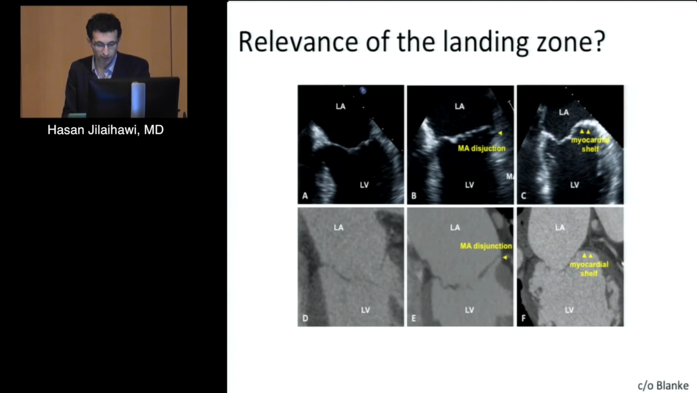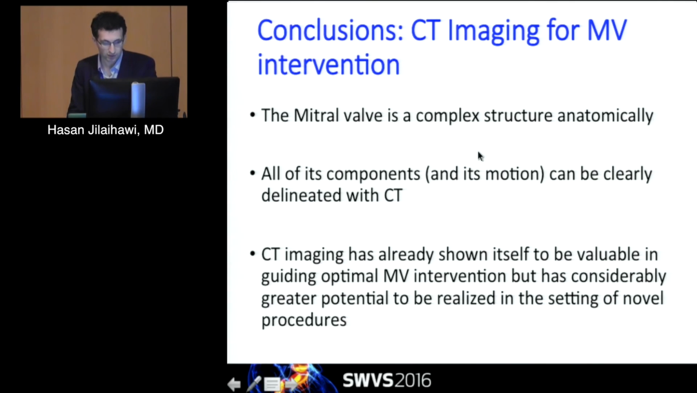Some studies have blatantly excluded patients that haven't been suitable in terms of a posterior shelf. Whether or not this is important, we still have to see. So in summary, with regard to CT imaging, the mitral valve is a complex structure anatomically. All of its components and its motion can be clearly delineated with CT. CT imaging has already shown itself to be valuable in the early stages of mitral valve intervention, but has considerably more potential. Thanks very much.